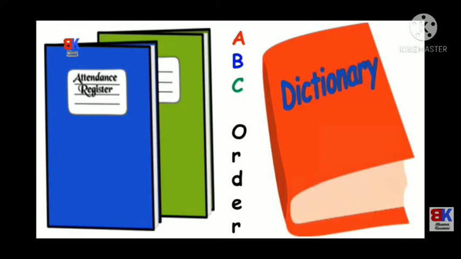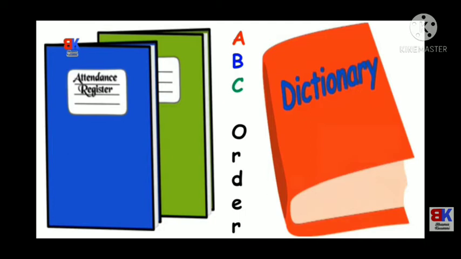Students, you might have seen that your class teacher records your names and attendance in the attendance register, and she maintains all the students' names in alphabetical order. And if you want to search for the meaning of any given word in a dictionary, there also you can find the word meanings given in alphabetical order.